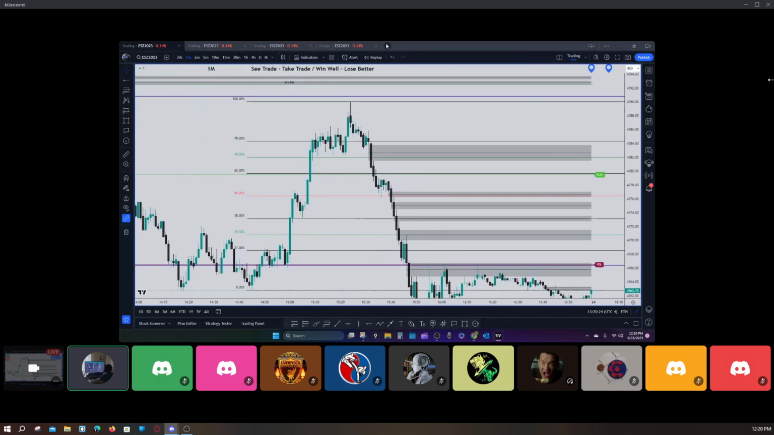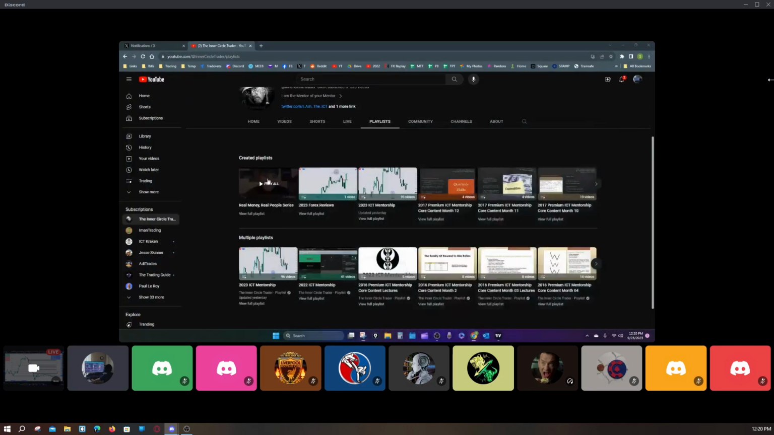So real quick, I'm going to show you a live trade of my silver bullets. Kind of show you what the price action looks like live.